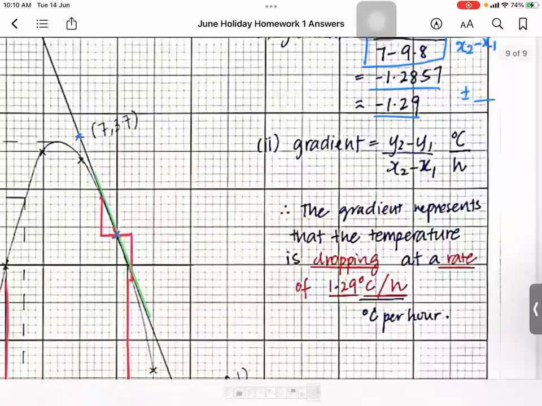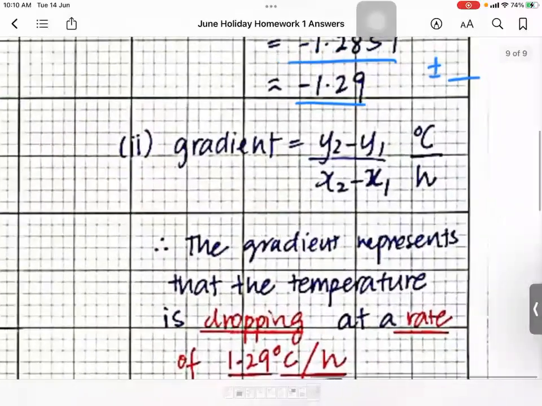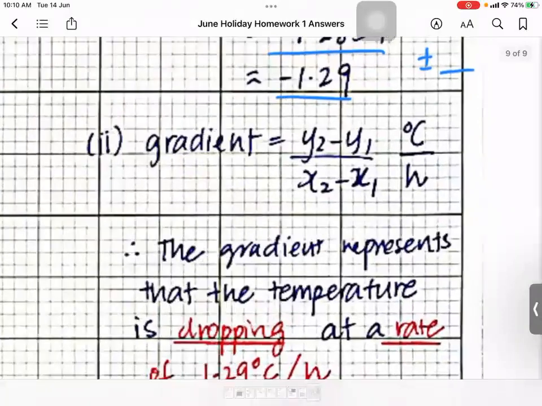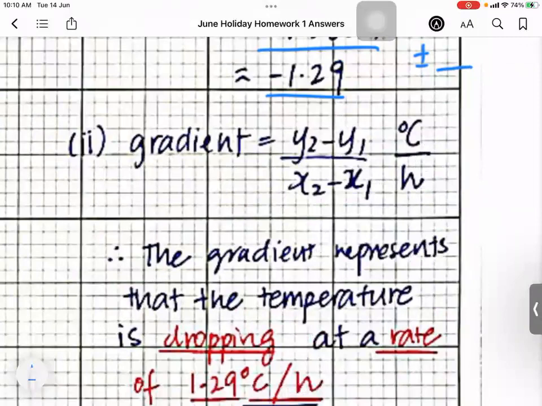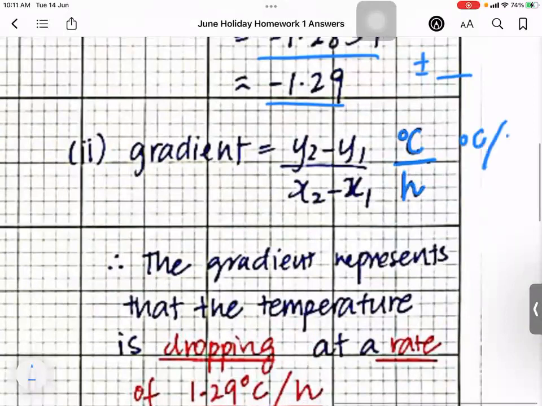Just now I mentioned gradient is y2 minus y1 over x2 minus x1. The y-axis is degrees Celsius, and the horizontal x-axis is hour. So this is actually degrees Celsius per hour. So it means this is actually a rate, for example like speed, or like cost per book, things like that. But let's not make it too difficult. Just say that this is a rate of what over what.